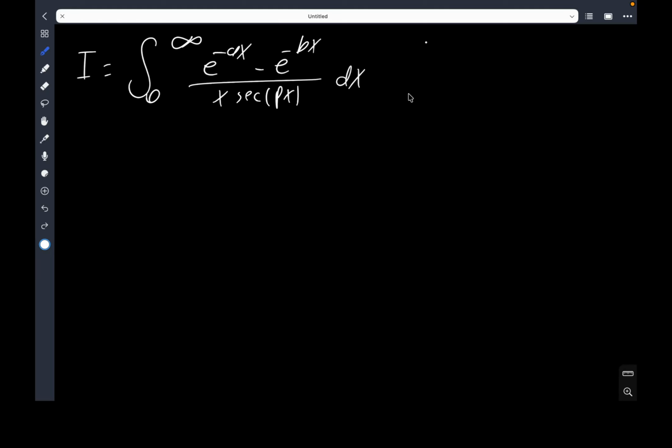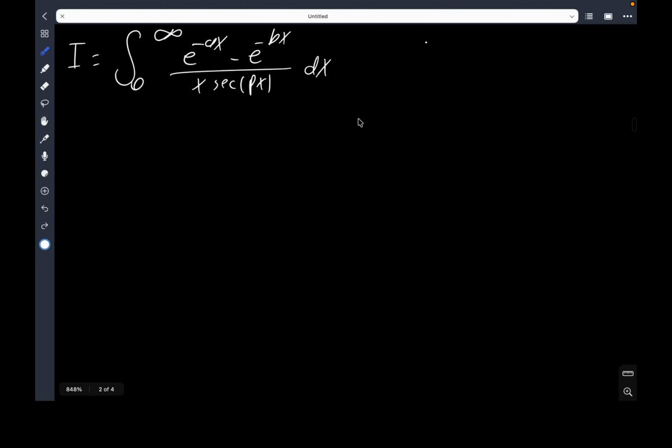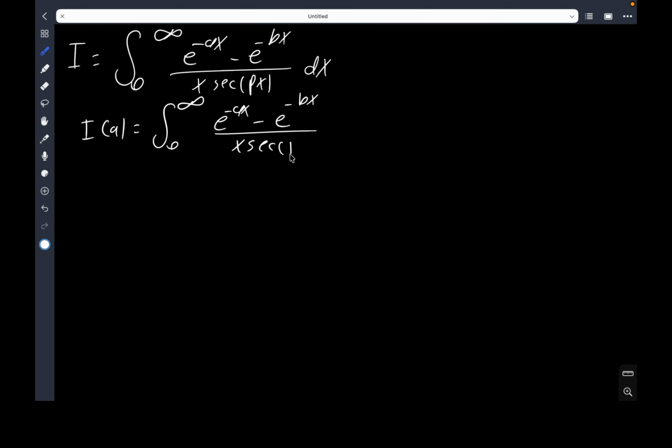First of all, for Feynman's trick of integration we need a parameter, and this integral is already parameterized. I can call my integral I of a, which is the integral from 0 to infinity of (e to the negative ax minus e to the negative bx) over x times secant of px dx.